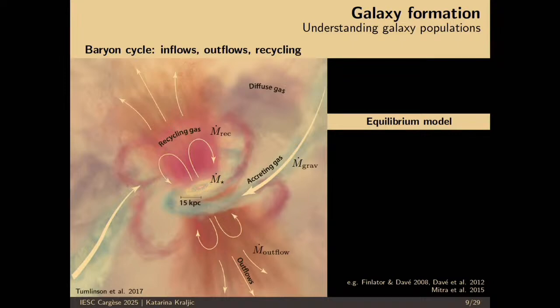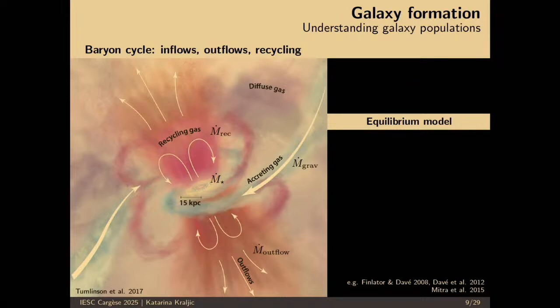Now the question is: is there some simple model that allows us to understand this baryon cycle and how these galaxies grow through this evolving equilibrium? There are a few models, and one of them is called the equilibrium model. Let's go briefly through that to see whether we can understand some processes and how they impact individual galaxy properties.